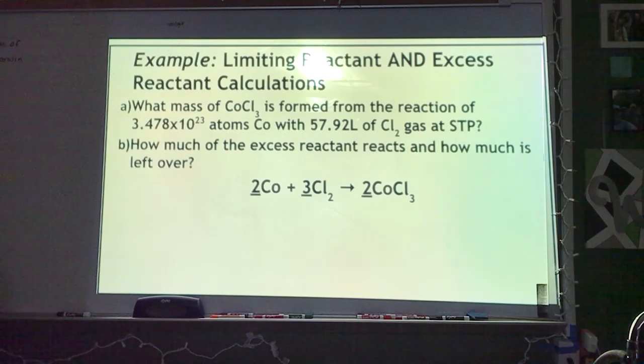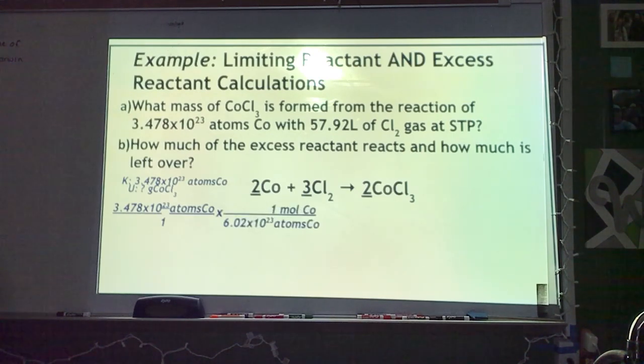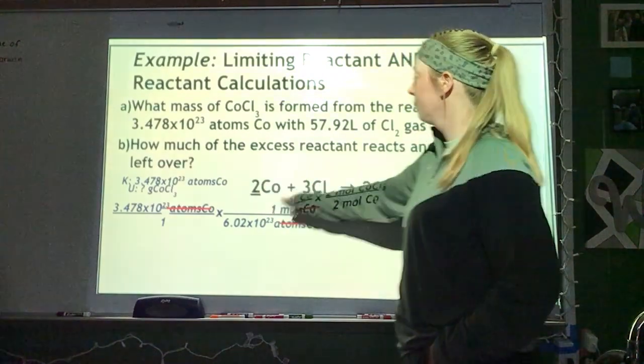So I start with my first known, which is 3.478 times 10 to the 23rd atoms of cobalt. My unknown is the mass of cobalt chloride. Start with what I know. So I have 3.478 times 10 to the 23rd atoms of cobalt. That means since I'm in atoms, I need to have Avogadro's number down there on the bottom with 1 mole on top. I then need to convert from moles of known to unknown. So I'm going to have 2 moles of cobalt with 2 moles of cobalt chloride, again coming from those coefficients here.